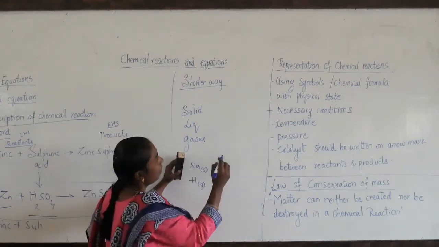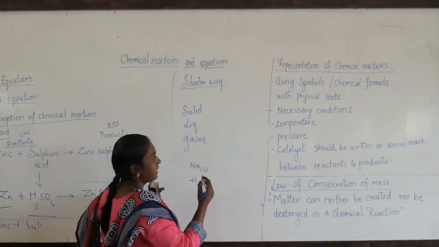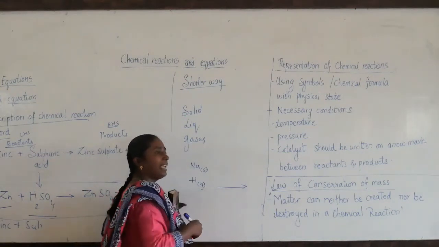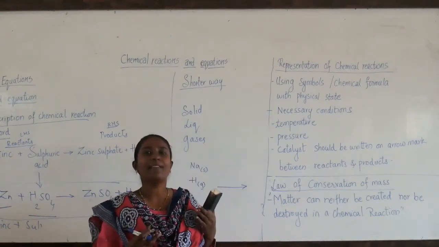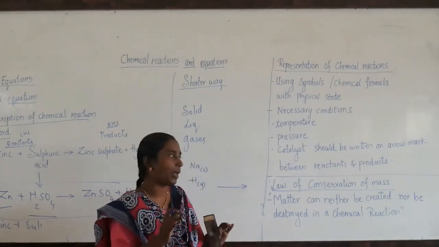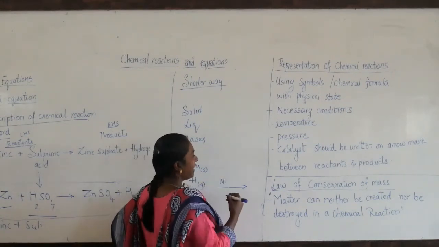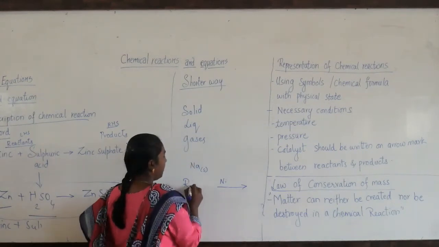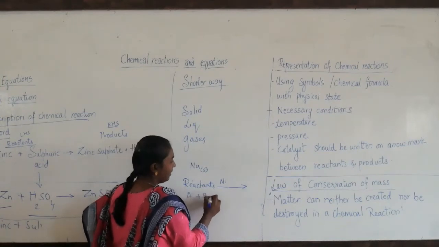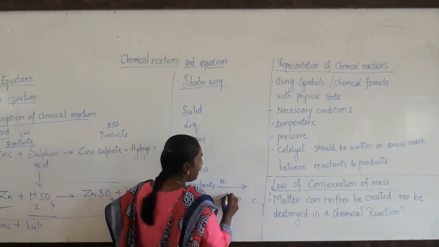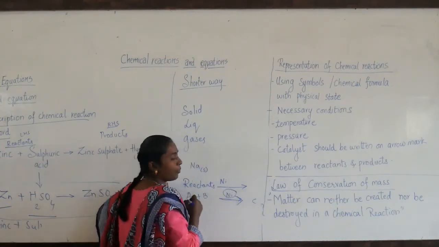Now necessary conditions: temperature, pressure, catalyst. Catalyst means which is helping. Catalysts are those substances which initiate the chemical reaction without changing the product. So they are written at the top. For example, nickel is used as a catalyst. So here reactants are there. Let me take A plus B as the reactant, C is the product. So nickel is a catalyst. So the catalyst is written above this arrow mark.